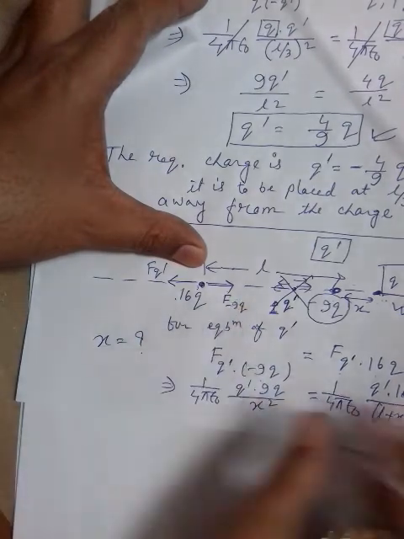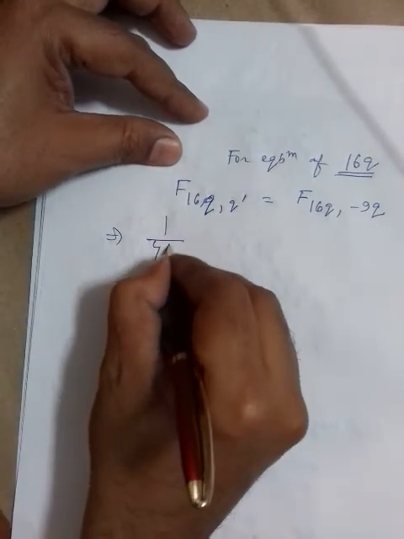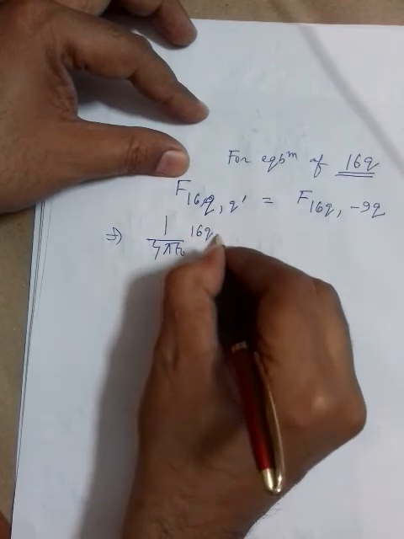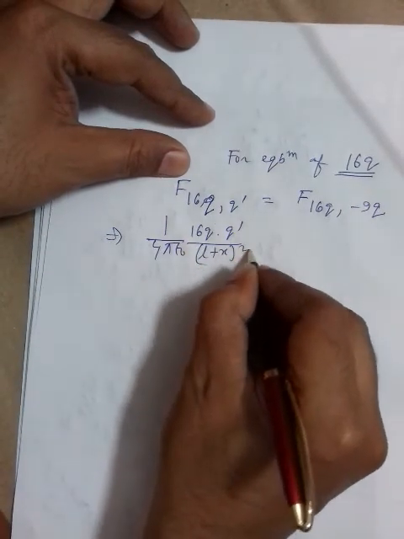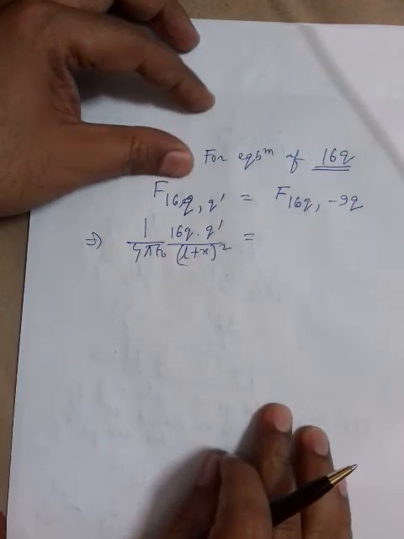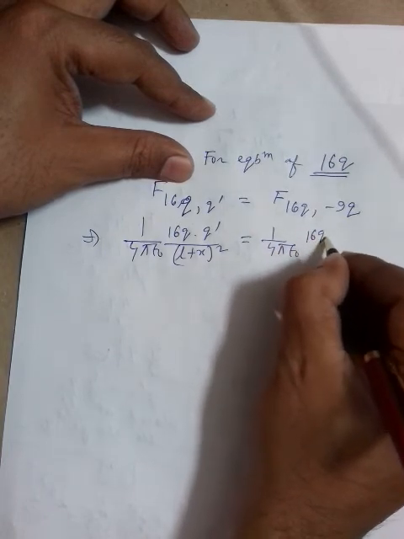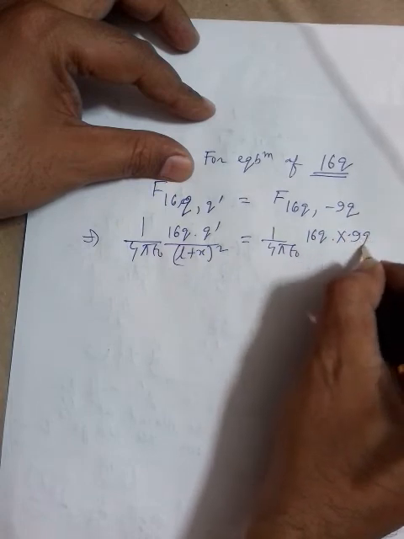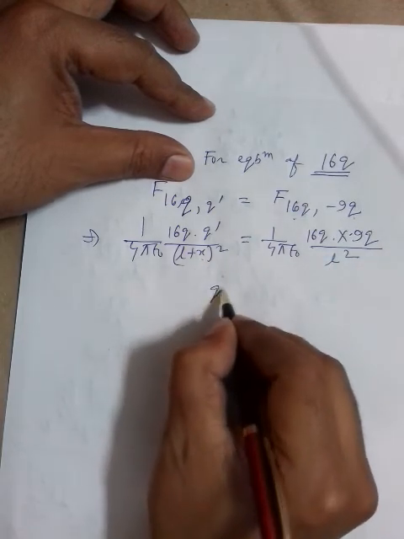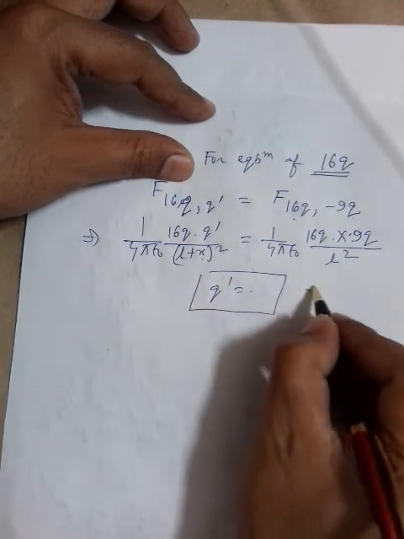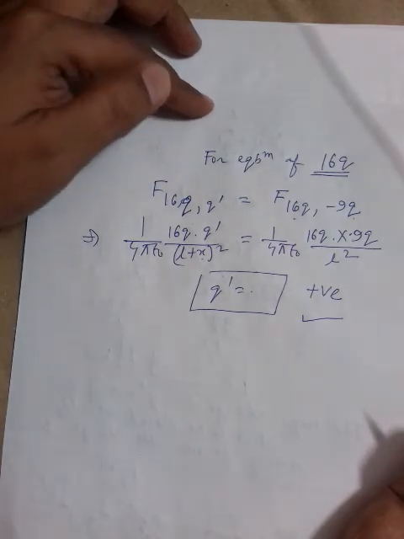So 16q gets two forces, they are on opposite sides. Just make them equal. If you write the values, it will be 1 by 4 pi epsilon naught, 16q into q dash, by the distance L plus x, whole square. Out of that, x is already measured from the first equation. Between them, also 1 by 4 pi epsilon naught, 16q multiplied by 9q, no need to write the minus sign. Their distance was L, x is already measured, so by solving, q dash comes out. So the required charge q dash is positive as observed, at a distance of whatever x comes from the solution.